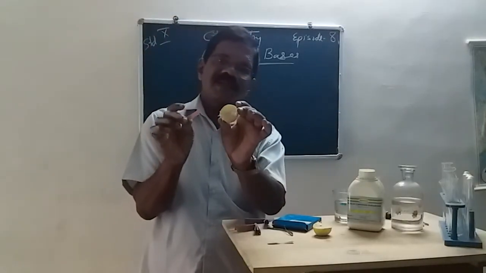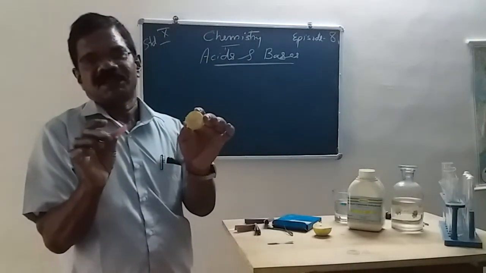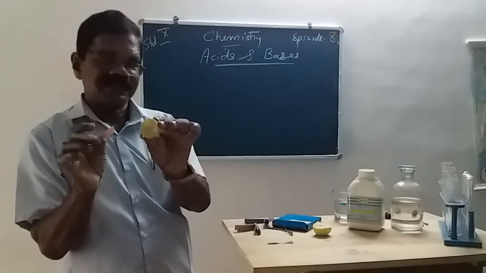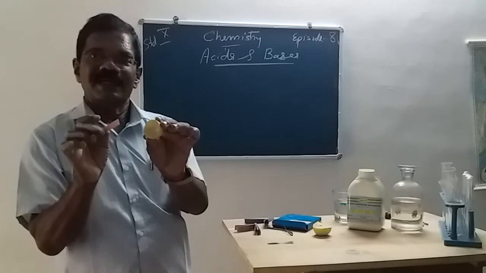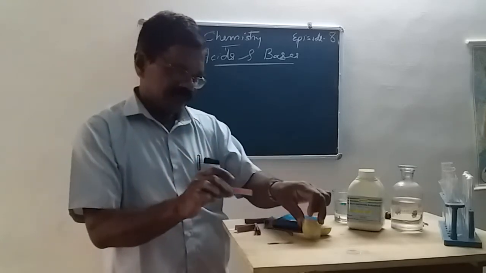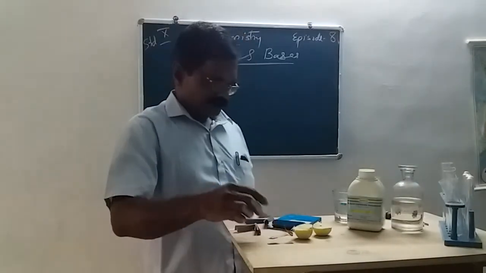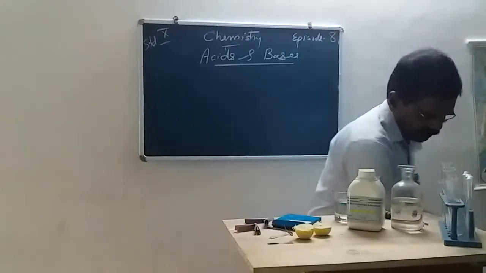Then we can get the conclusion. What is the conclusion? Acids turn blue litmus red. We can do more than one experiment.